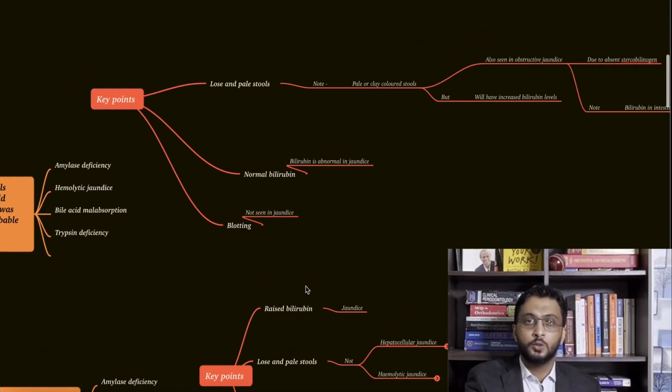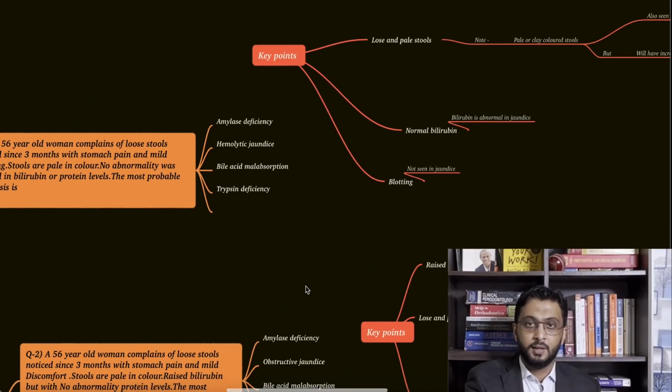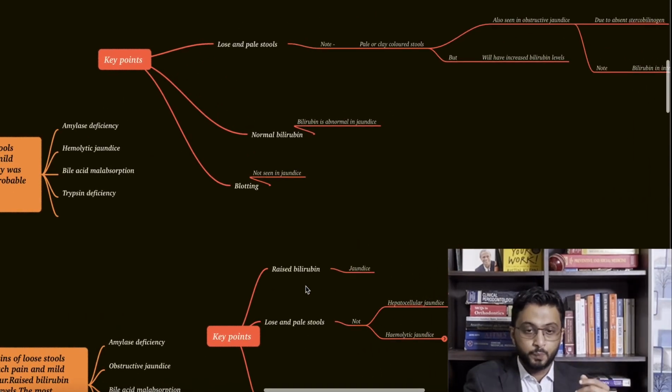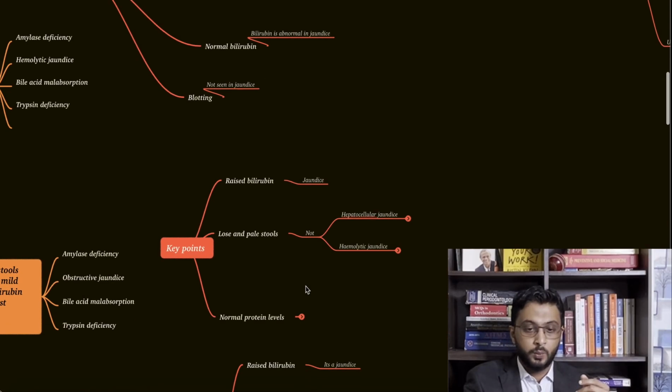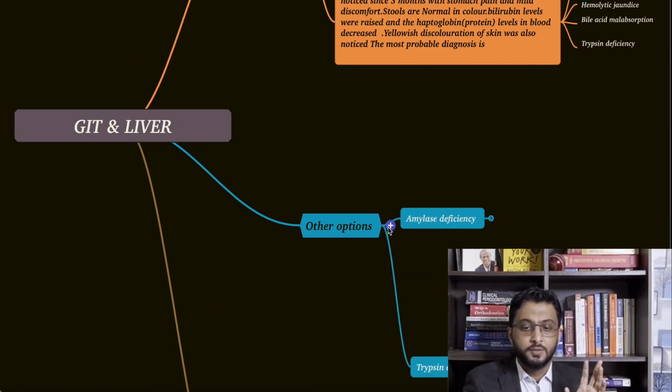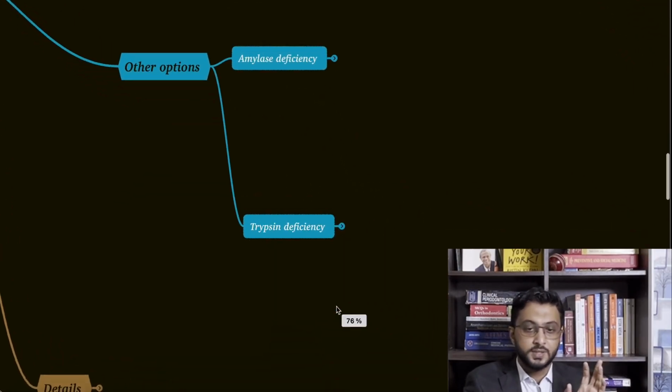So basically, you know two things now for pale colored stools: bile acid malabsorption and obstructive jaundice. Now, next, I hope you understood and got some idea. It's very simple. Now other options, we said there are two other options there.